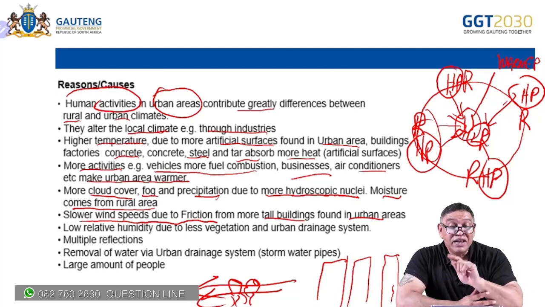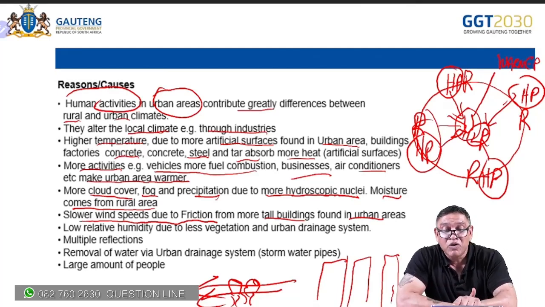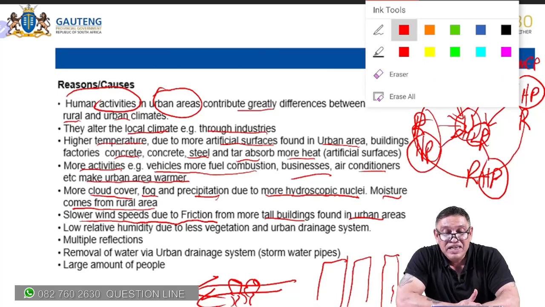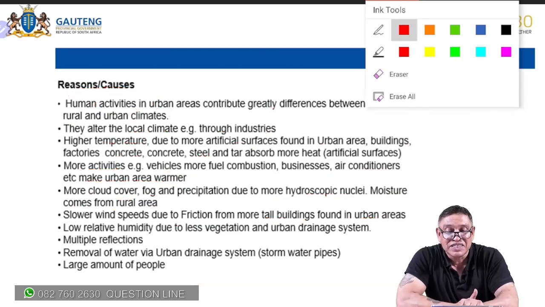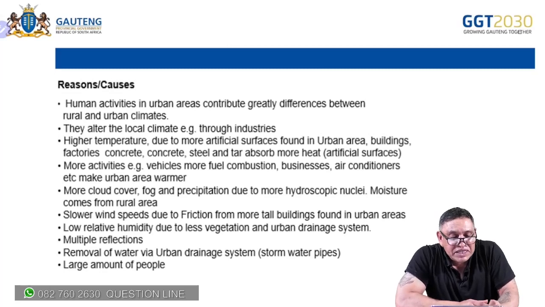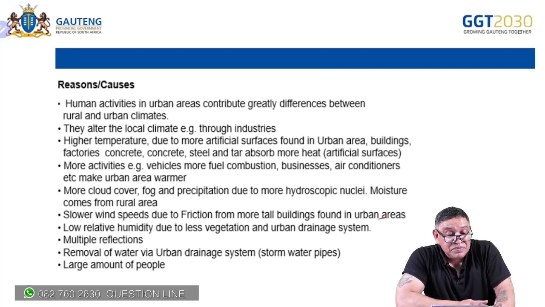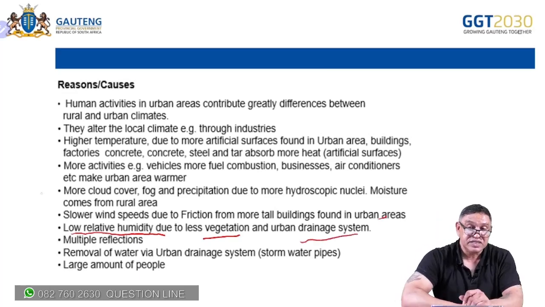All right. And now, learners, I'm going to erase all of this here to show you a few more sketches. So I'm going to do that, and I'm going to ink again. So we picked up the slower wind speeds due to friction and more tall buildings. All right. Now, the low relative humidity due to less vegetation and urban drainage systems.